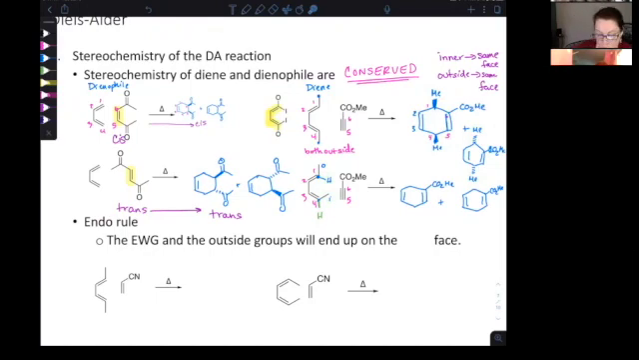Or you can say one's inside, one's outside. So they're going to be on opposite faces. So one will be wedged and one will be dashed. And then you get the enantiomers.